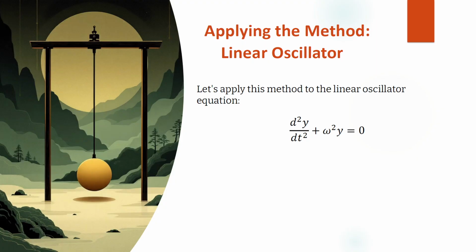Now, in our next video, we will try to apply our method, that is, the substitution of an exponential ansatz, to the linear oscillator equation. In this case, our independent variable is t, and we can see that our exponential ansatz shall also be a function of time. Then we will see which of the four cases we shall use for the general solution of this linear oscillator equation.